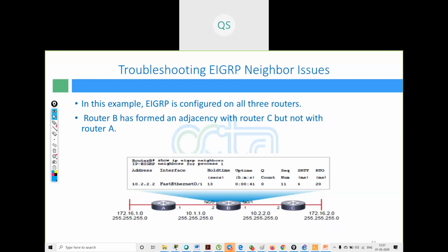EIGRP is configured on all three routers. Router B has formed an adjacency with router C, but not with router A. What can be the issue? We have run EIGRP on all three routers, but router B has formed the neighborship with router C and not router A. What can be the issue?